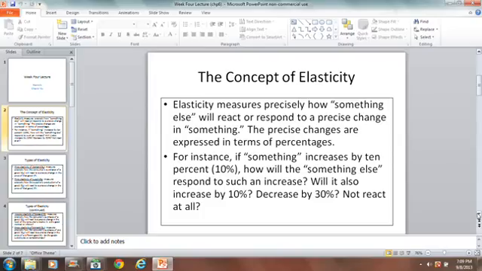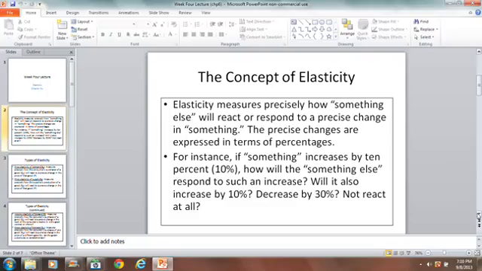So a good generic way of thinking about elasticity: it measures precisely how something else will react or respond to a precise change in something, and those changes are expressed in percentage terms. For example, if something increases by 10%, how will the something else respond to such an increase? Will it also increase by 10%? Will that something else decrease by 30%? Will that something else not react at all? So elasticity tells us exactly how the something else is going to respond when something changes.